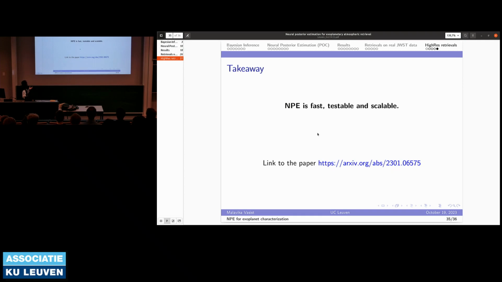So in conclusion, the takeaway is that neural posterior estimation is a fast retrieval algorithm, so it needn't be used only for imaging or transmission or emission spectrum. We actually adapted the idea from high energy particle physics, where they were using it for retrievals. It's fast, it's testable, it's scalable. So even if you're not working on spectroscopy, you're working on astrometry or photometry, if you are interested in retrievals, this tool is something that you can adapt.